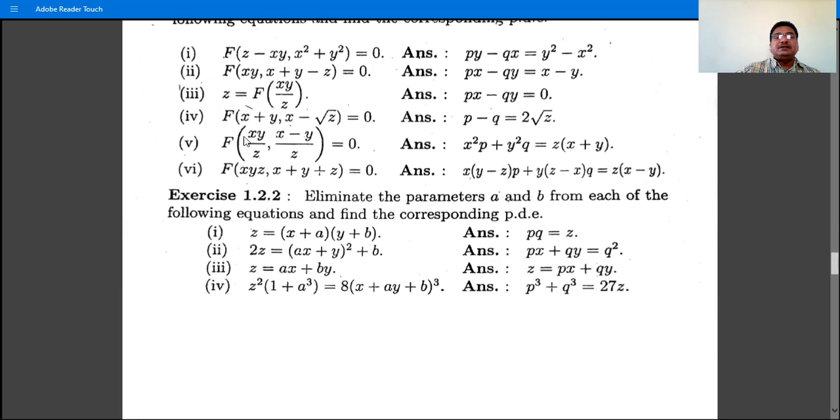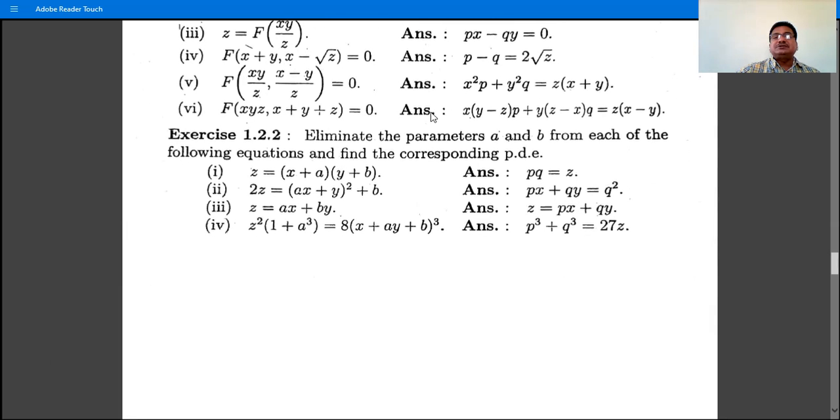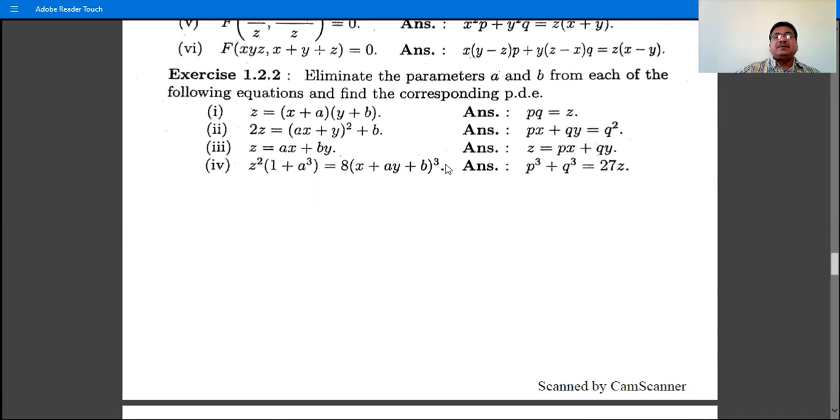Use the standard formula. Problems 5 and 6 are also of the same type, f(u, v) = 0. This is u and this is v; then write the standard formula of f(u, v) = 0 and substitute the values of the Jacobians. We have the final answer. So these are again problems of the formation of partial differential equation.